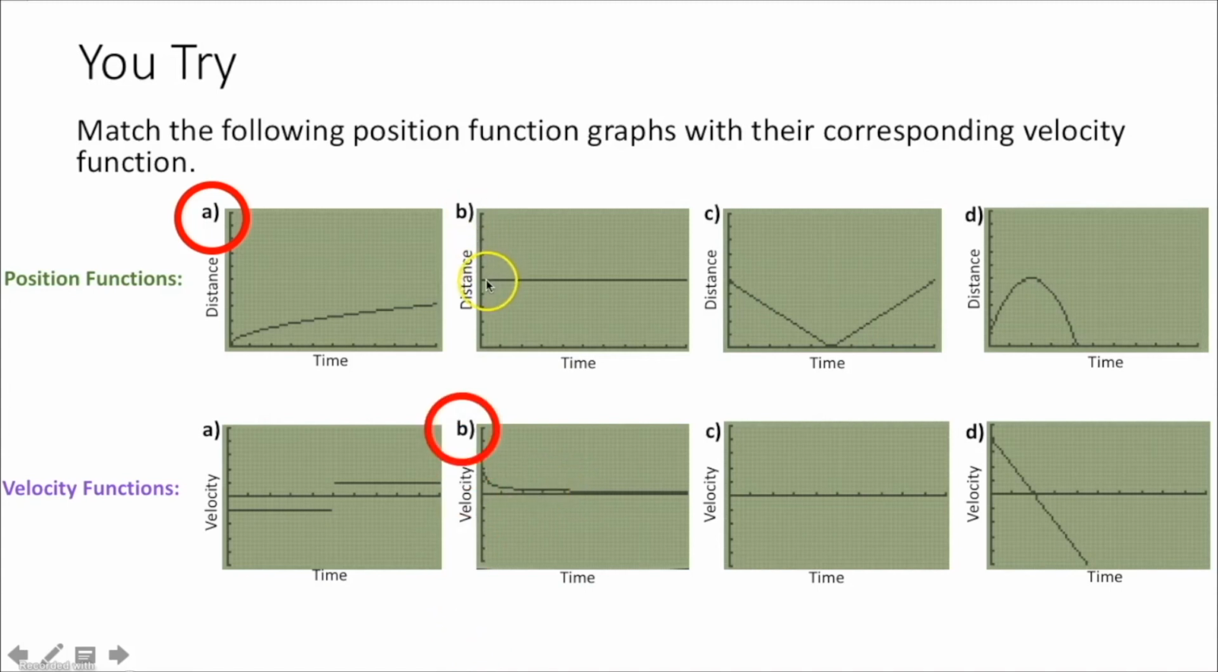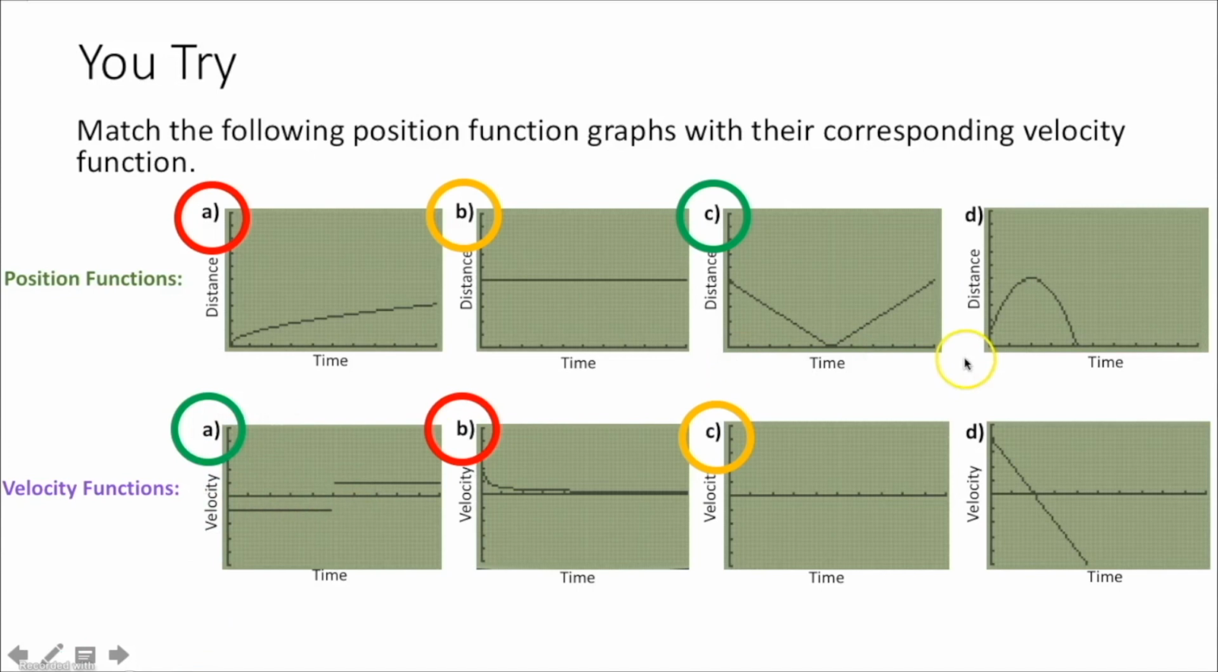For B, we have a constant graph right here. This is a constant function, which means the slope is just 0. So you're looking for a graph that is just y is equal to 0. That would have to be C right here. For C up here, we have a constant negative slope, and then at x is equal to 5, it changes to a constant positive slope. So the derivative of the graph is going to have a y value that is a constant negative number, and then changes to a constant positive number at x is equal to 5.